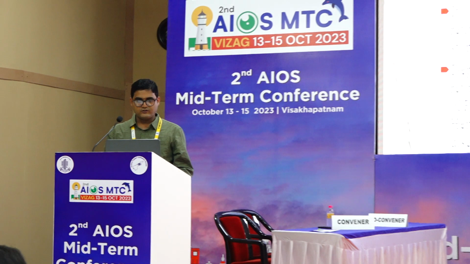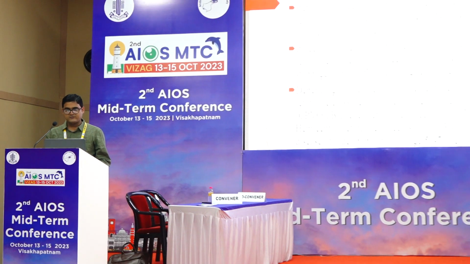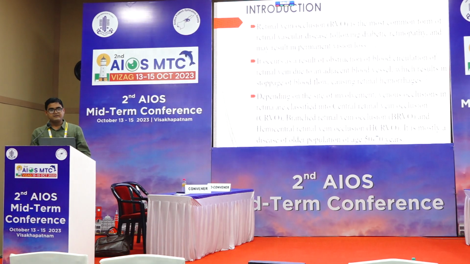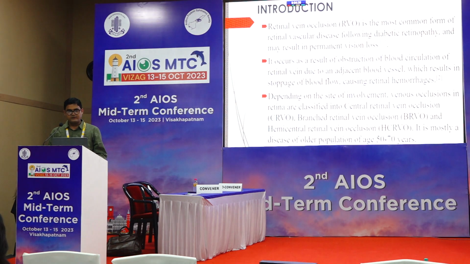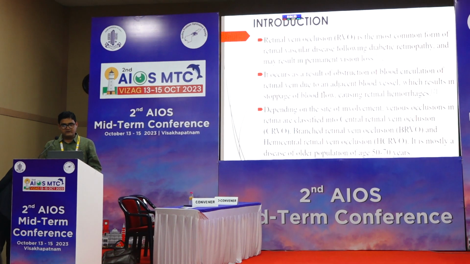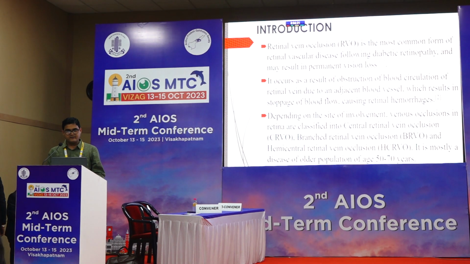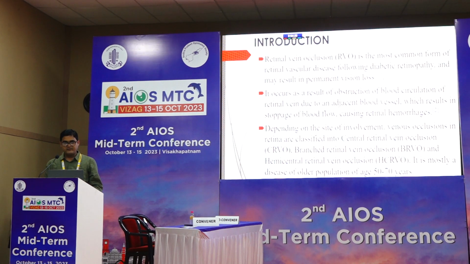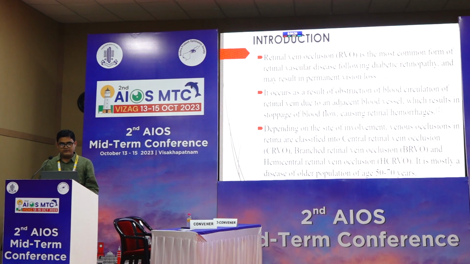Introduction. Retinal vein occlusion is the most common form of retinal vascular disease following diabetic retinopathy and may result in permanent vision loss. It occurs as a result of obstruction of blood circulation of the retinal vein due to an adjacent blood vessel, which results in stoppage of blood flow causing retinal hemorrhages. Depending on the site of involvement, venous occlusions in the retina are classified into central retinal vein occlusion, branch retinal vein occlusion, and hemicentral retinal vein occlusion. It is mostly a disease of an older population.